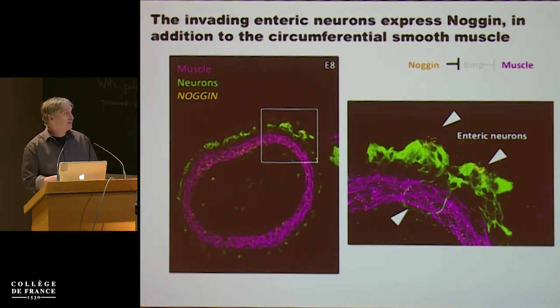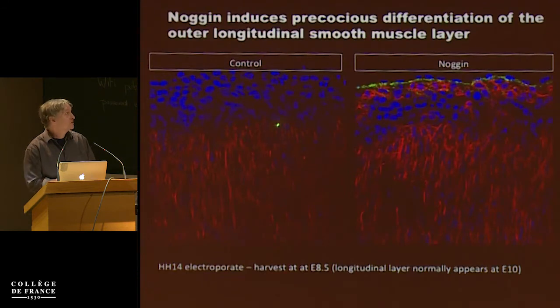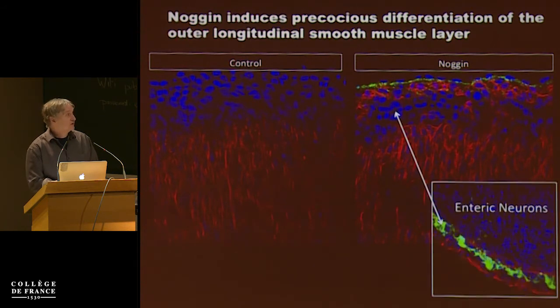And indeed, if you add a lot of noggin to the system early on, before this occurs, you can get both muscle layers to form at the same time. So if you add noggin early on, now not only do you have the inner layer forming, you have the outer layer forming at a stage when in the control, the outer layer hasn't yet formed. This gap in here is not cells that aren't forming muscle. These are the enteric nervous system cells. So basically, you're turning everything to muscle. If you put in noggin early on, you can turn everything to muscle. And these cells here are the neural crest enteric neurons.